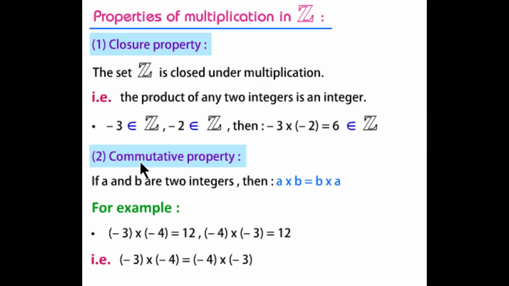2. Commutative property. If A and B are two integers, then A times B equals B times A. For example, negative 3 times negative 4 equals 12. Negative 4 times negative 3 equals 12. That's to say, negative 3 times negative 4 equals negative 4 times negative 3.